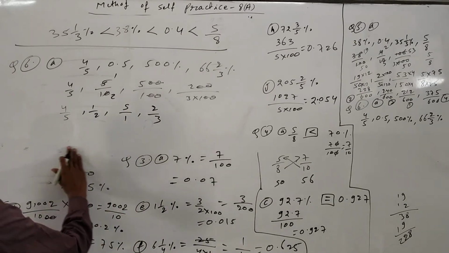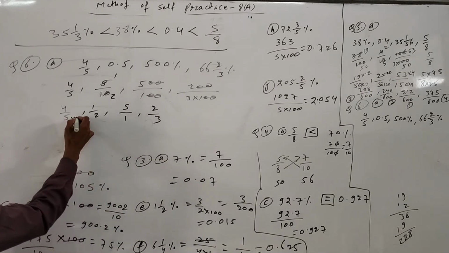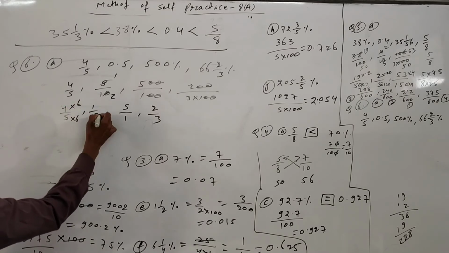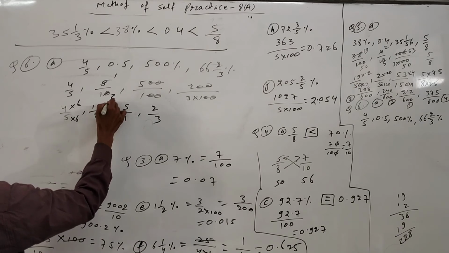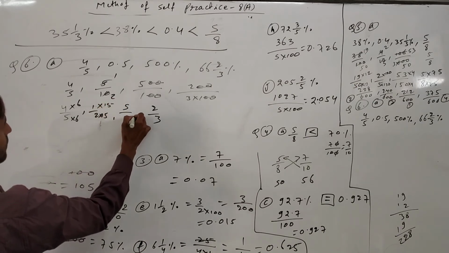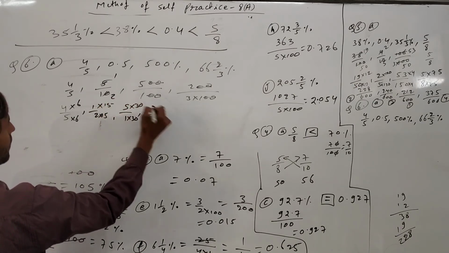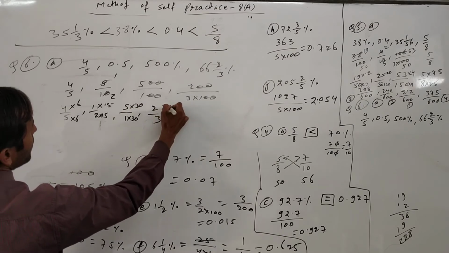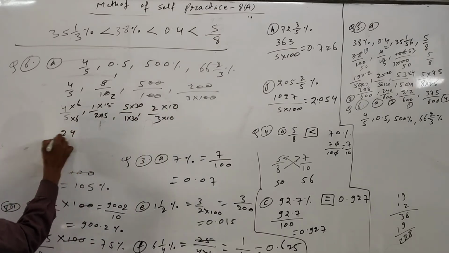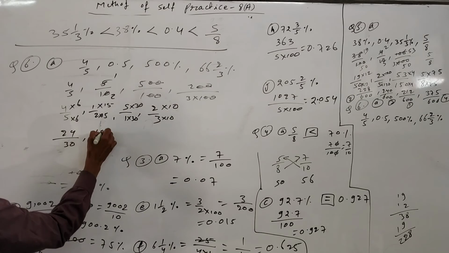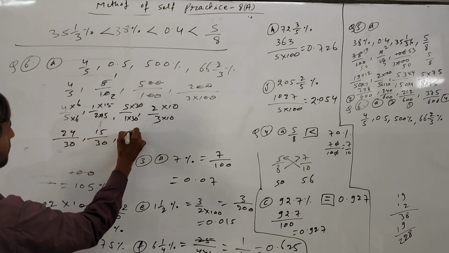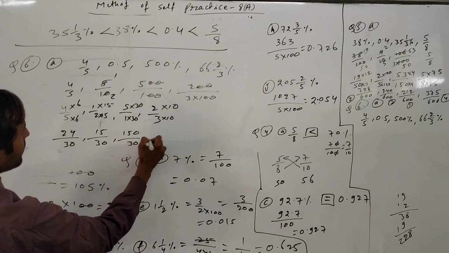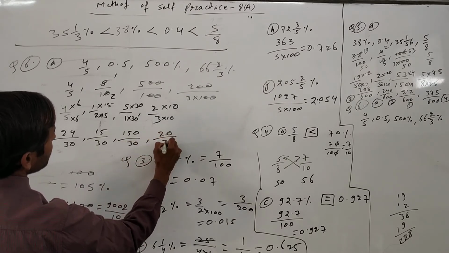So LCM will be 30. What should we multiply by here? It will come 6 into 6. Again here 15, we have to multiply by 15. And we have to multiply by 30, and by 10 into 10. So it will come 24 upon 30, and here 15 upon 30, here 150 upon 30, and here it will come 20 upon 30.